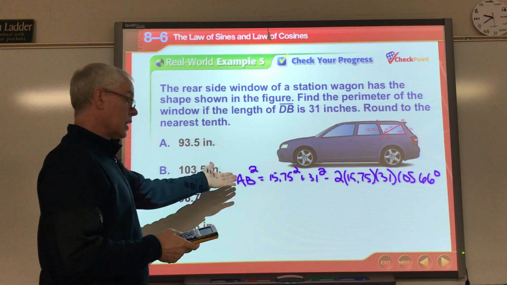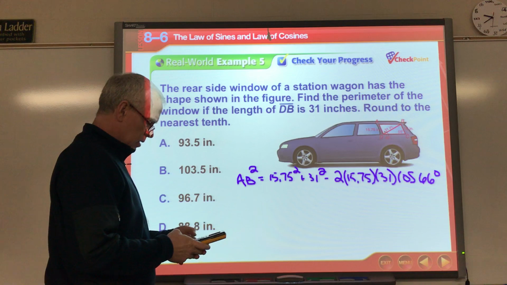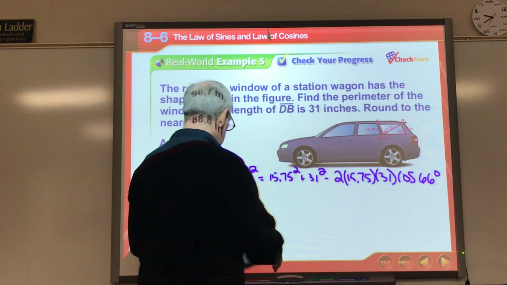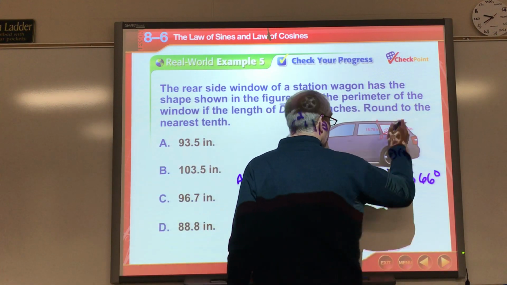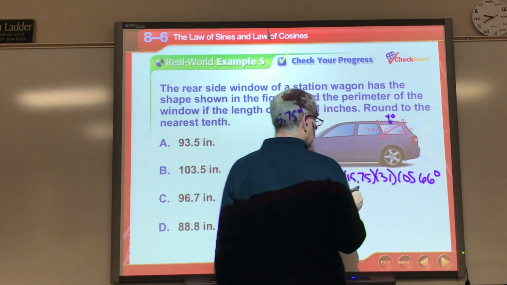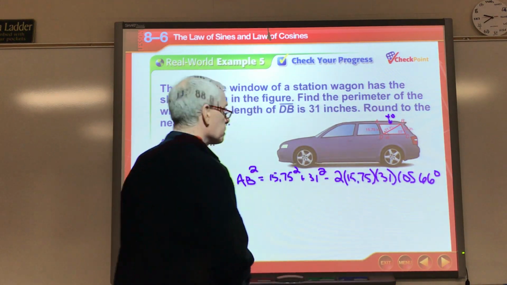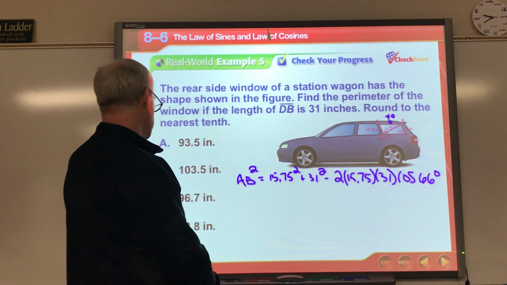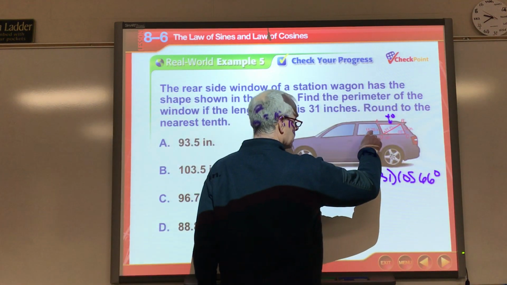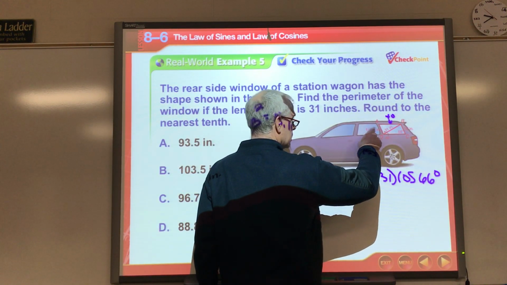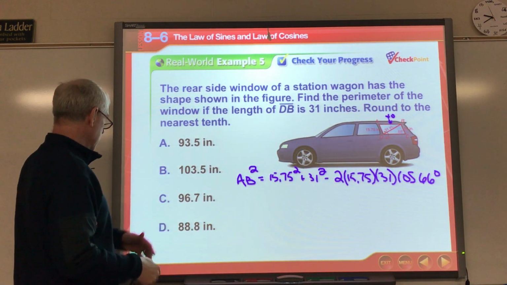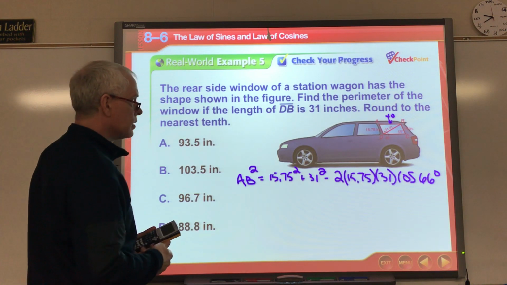I get 1606, but again, that's what AB squared is, so I'm going to take the square root of that answer, and I get about 40, okay? So now I know that that side is 40, okay? And so then, what do we have so far? 40, 56, 66, 70, 71.75, and so yeah, I haven't really narrowed anything down quite yet.